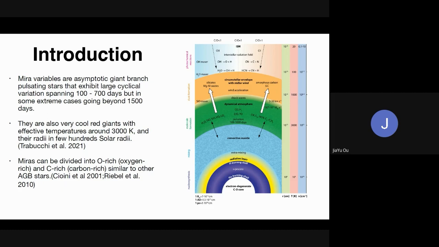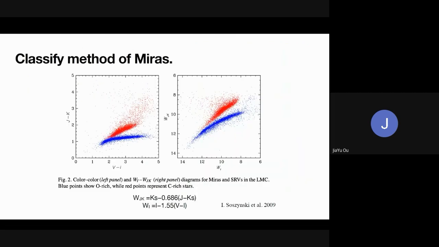The effective temperature is around 3,000 K, and the radius is hundreds of solar radii. Just like normal RGB stars, they can also be divided into oxygen-rich and carbon-rich according to the C/O ratio in their atmosphere. We not only use spectra to divide oxygen and carbon types, we can also use a color diagram to determine the type of these Miras.